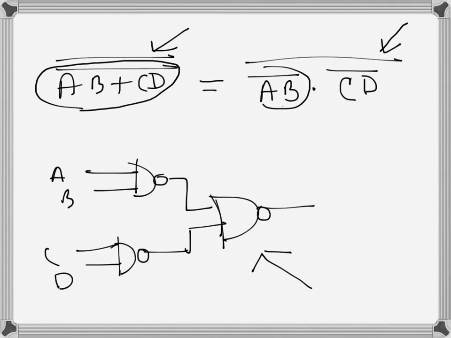So this way it becomes simpler to implement if we apply De Morgan's theorem, and often this is what is done. So I will do another example later with a little bit bigger expression to show how sum of product expressions can be implemented using only NAND gates.